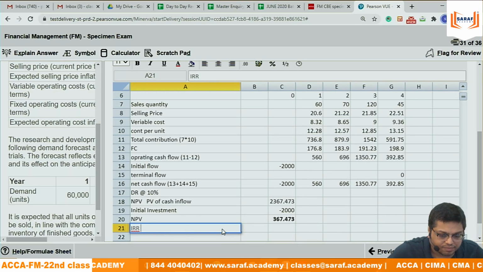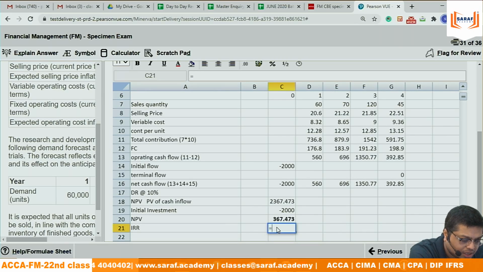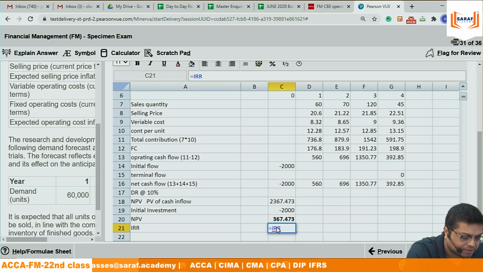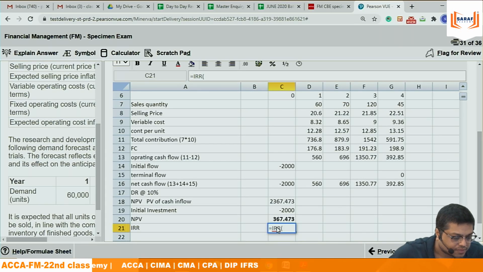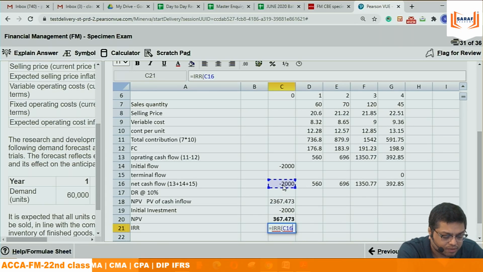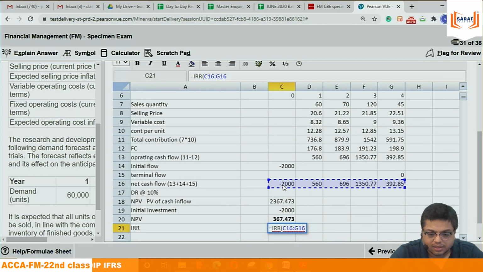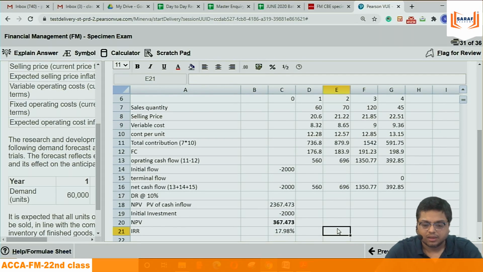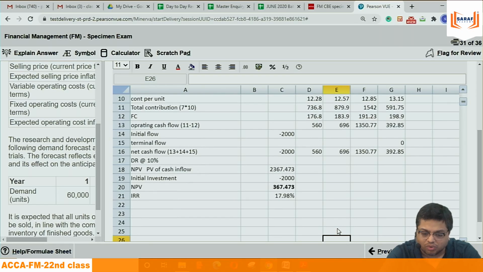IRR. Now see again the formula. Equal to IRR, select all from 0 till the end, because in IRR, 2000 will be equated with all the figures. Get the IRR. Convert that into percentage. Done. 17.98%.